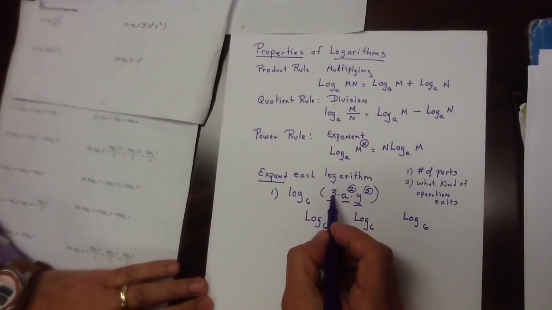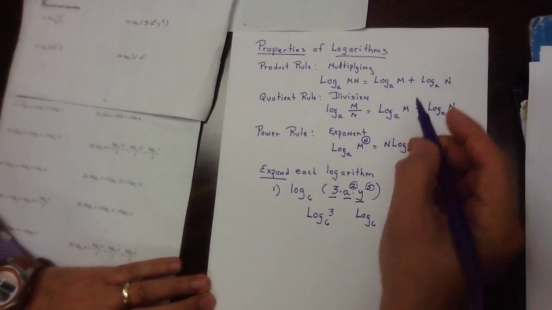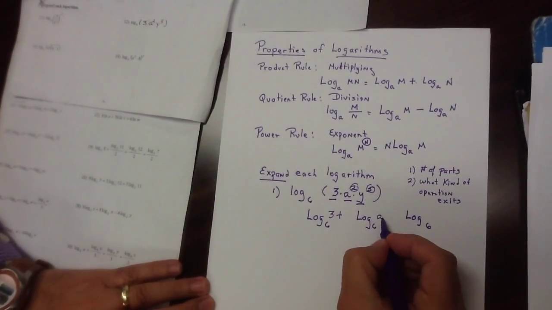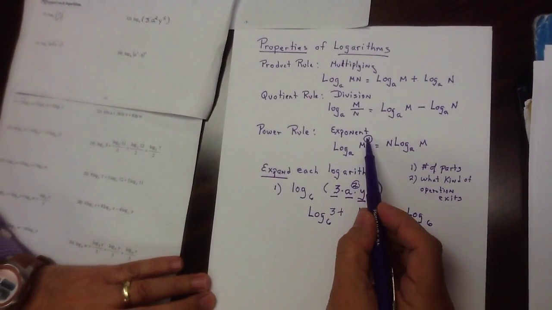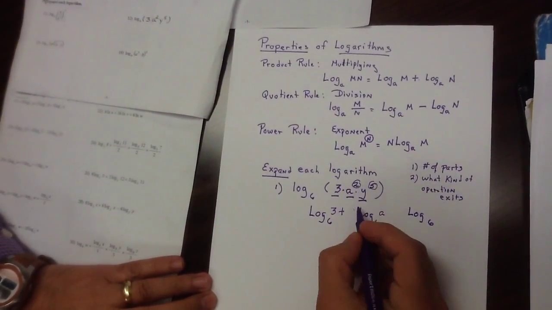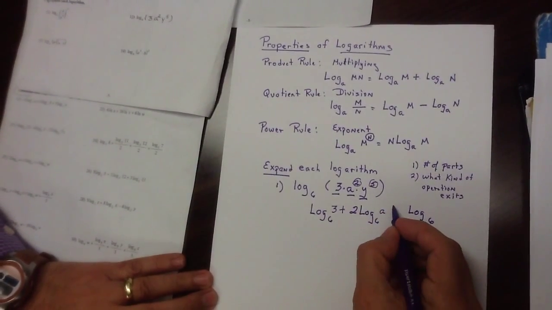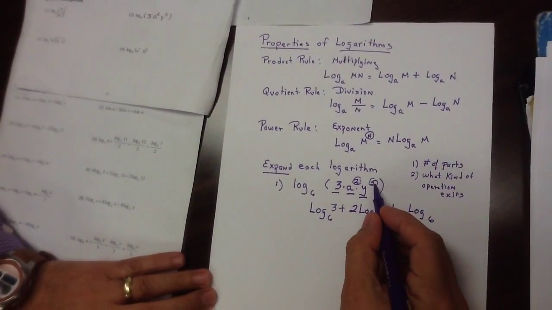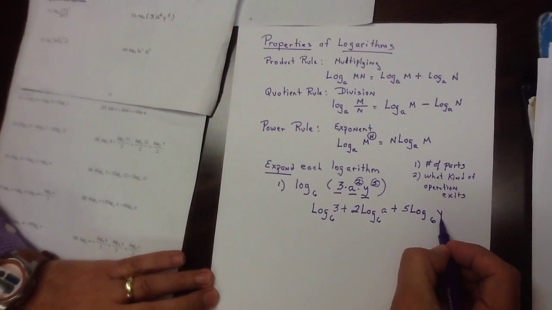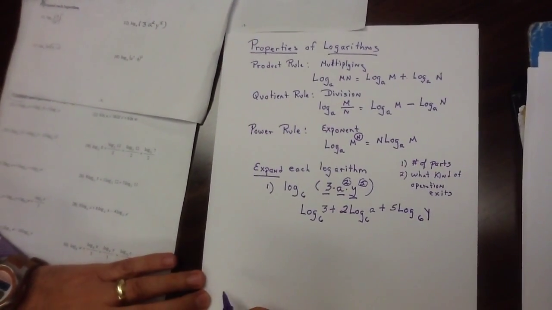The first one has only 3, so the 3 goes here. Times means plus, so we put a plus. I have a, but the power goes in front of the log, to the left of the log. Here the power is 2, so I'm going to put a 2. Again, it's times, we put a plus. I have another power, it goes in front of the log, and the y goes here. That is the answer for the first one, expand.